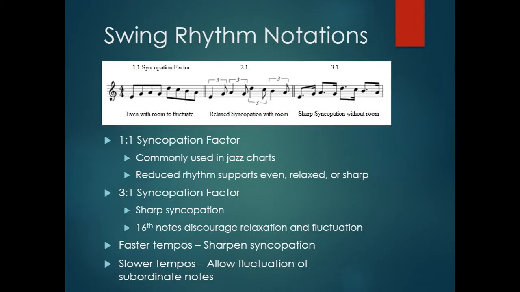On the other hand, with the 3-to-1 syncopation factor, you have a very short note, a sixteenth note for the secondary note. So this short note denies fluctuation. And just an interesting thing is that when you have fast tempos, the swing naturally sharpens.